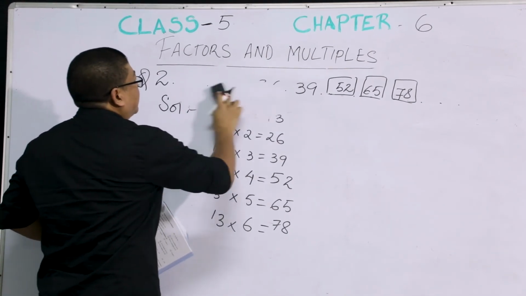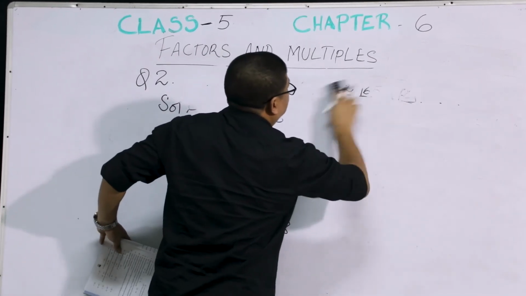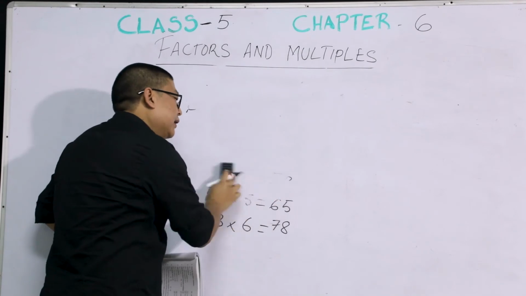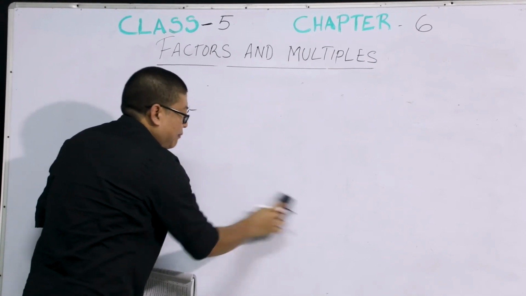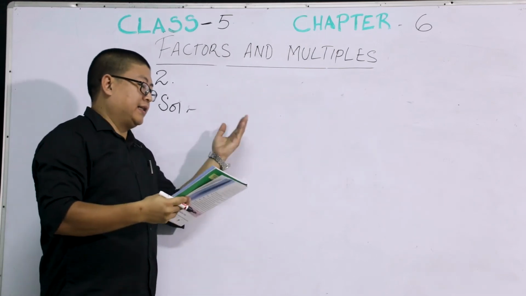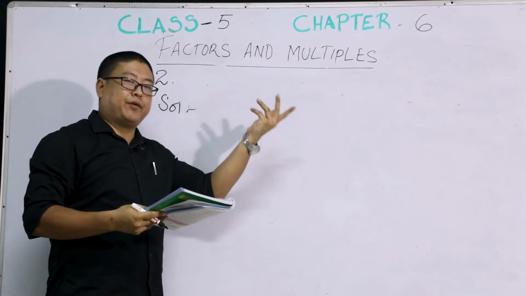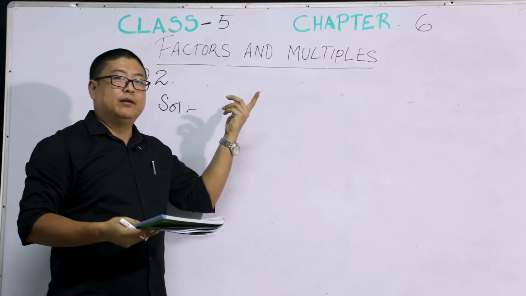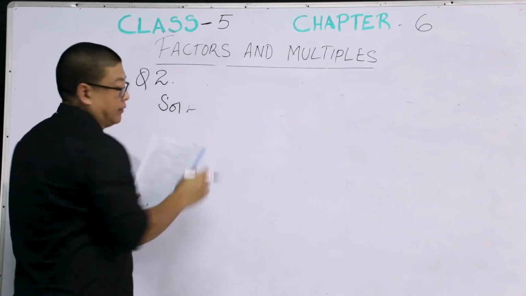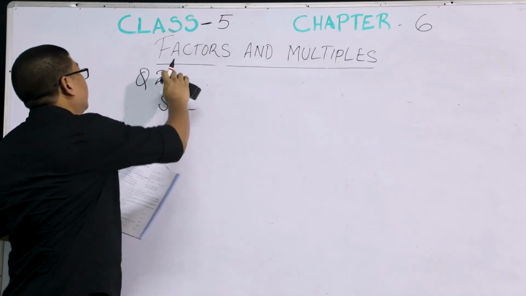The next question, I will leave it for you to try. It's the same thing, only the numbers will change. The number that is multiplied will be changed. So the next is given 18, 36, 54. You can try with the 18 multiplication table, and I'm sure you'll get your answer there.